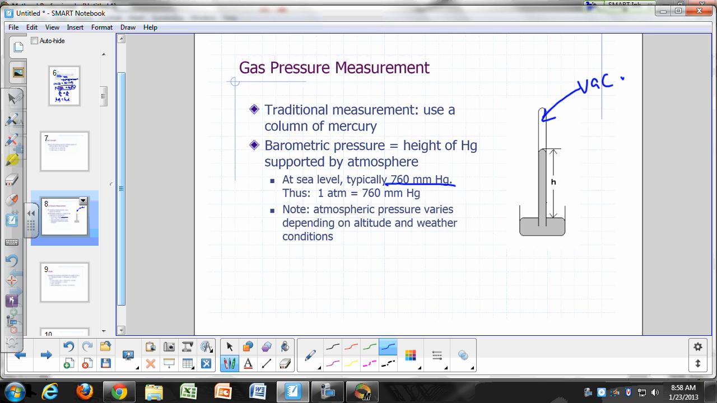Now, since atmospheric pressure actually varies, to avoid confusion, it's preferable to call it barometric pressure, because we use the unit 1 atmosphere to be exactly 760 millimeters of mercury. So the atmospheric pressure is not going to be exactly 760 millimeters of mercury. It varies depending on the weather and where you are. So it's preferable to just say barometric pressure instead of atmospheric pressure, so you don't confuse it with the unit atmosphere, which is defined to be exactly 760 millimeters of mercury.